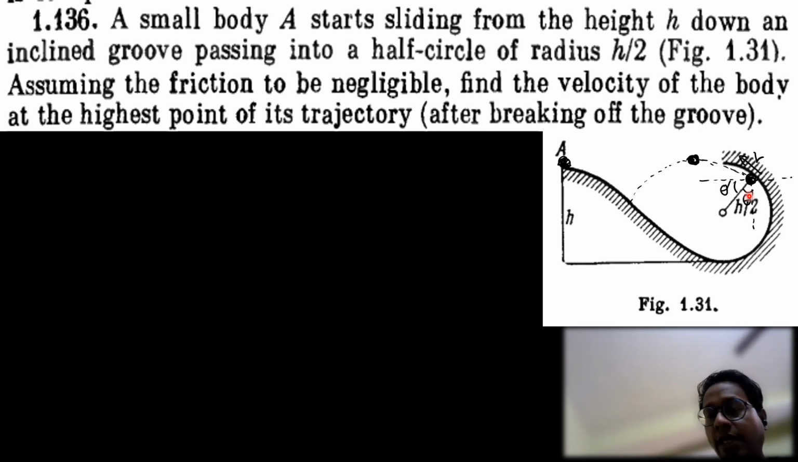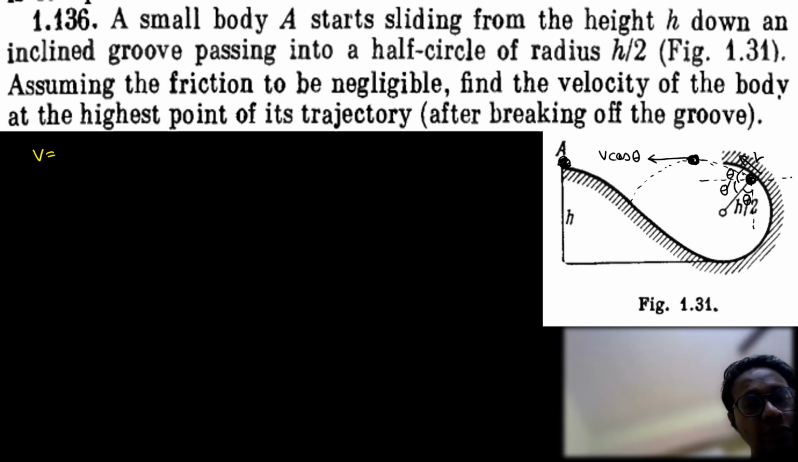Now this velocity is tangent to the circle, no? This tangent and this normal make 90 degrees. So if this is 90 minus theta, the angle between velocity and horizontal is nothing but theta. So the horizontal component of velocity is nothing but v cos theta. From our earlier equations we got v is equals to under root gh by 3, and cos theta is equals to 2 by 3.